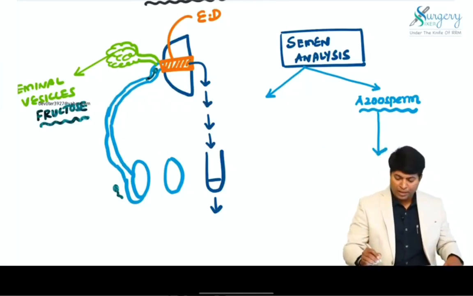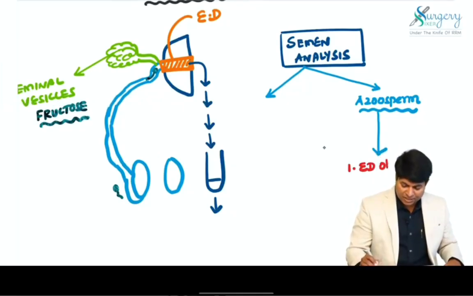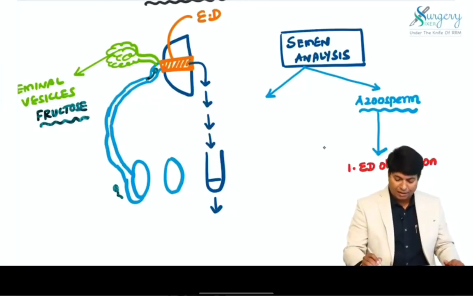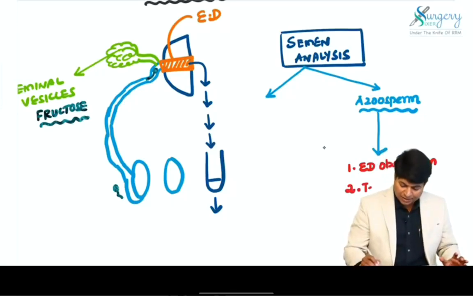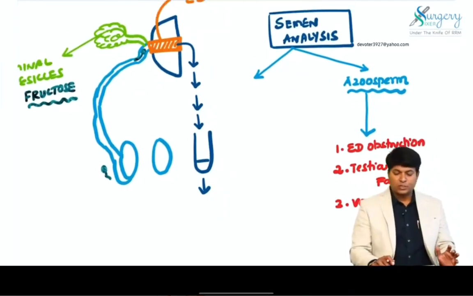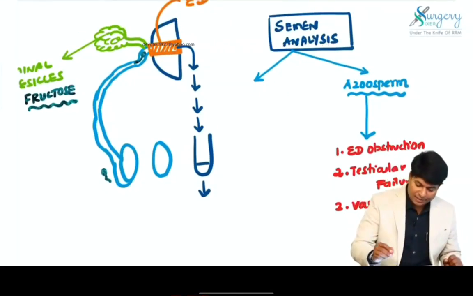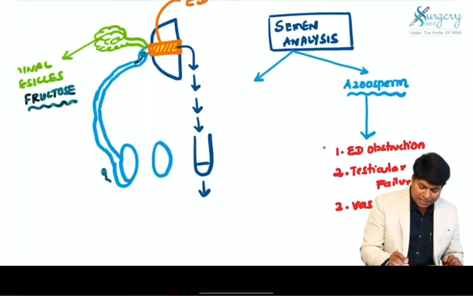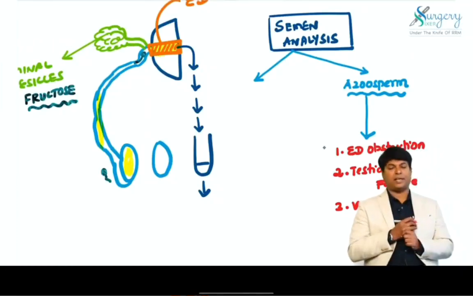This may be due to, number one, ejaculatory duct obstruction. I'm telling you, everything is bilateral. Ejaculatory duct obstruction is one reason. Another reason is testicular failure. Another reason is bilateral vas obstruction. So when a patient comes to you with azoospermia, no sperm at all in the analysis, the reasons may be either the ejaculatory duct is obstructed, or the vas is obstructed, or the testis is not functioning at all. So these are the causes of azoospermia.